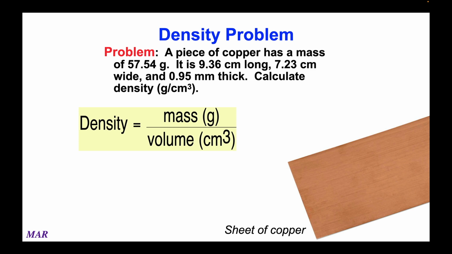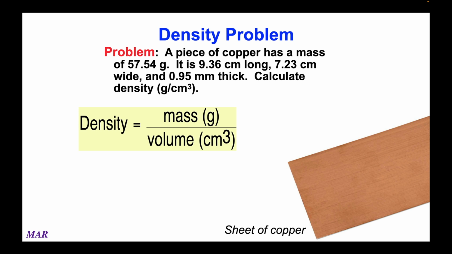Here's a problem where we can actually use density in some interesting ways. Let's say that we have a piece of copper. It has a mass of 57.54 grams, and our piece of copper is rectangular. It's 9.36 centimeters long, 7.23 centimeters wide, and 0.95 millimeters thick, so not very thick.